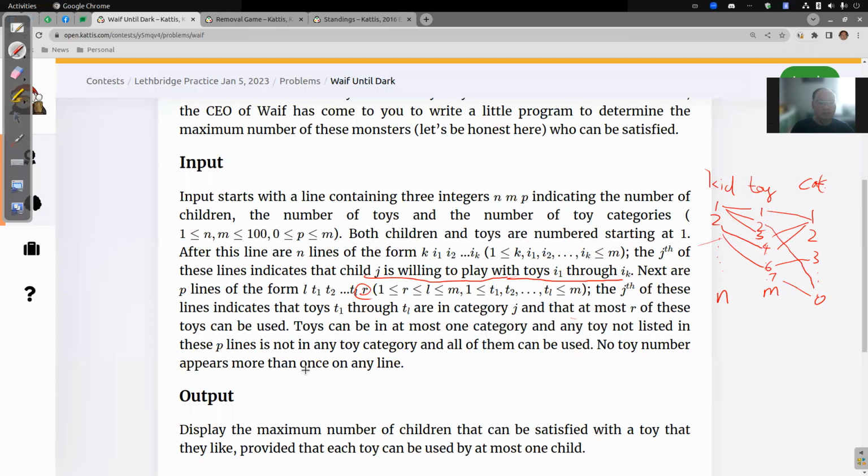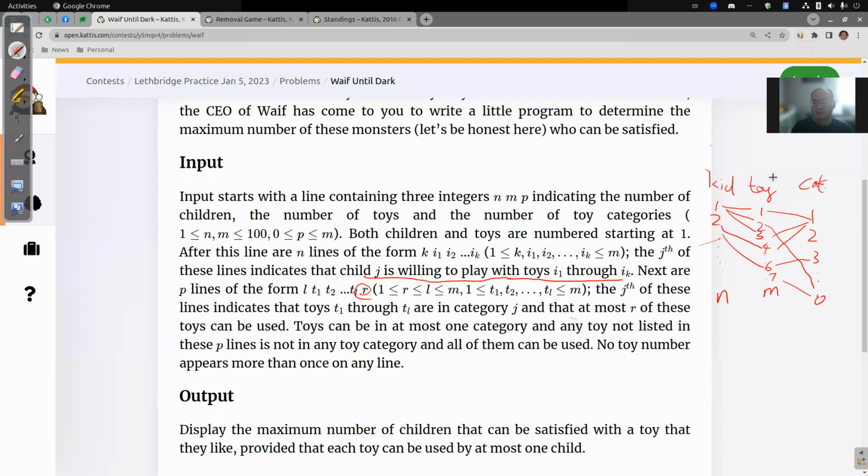Okay, so output the maximum number of children that can be satisfied with a toy that they like, provided that each toy can be used by at most 1 child. So you cannot have 2 people sharing toys. Anyway, this is basically a standard assignment type of problem. You're trying to assign kids to toys or vice versa. And if there wasn't this category business, all we are doing is maximum bipartite matching.